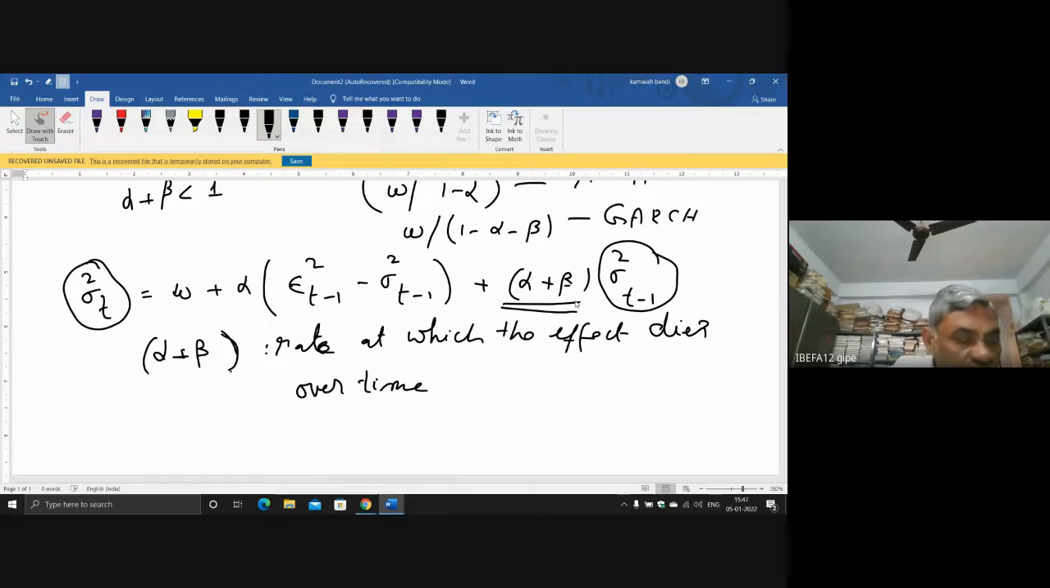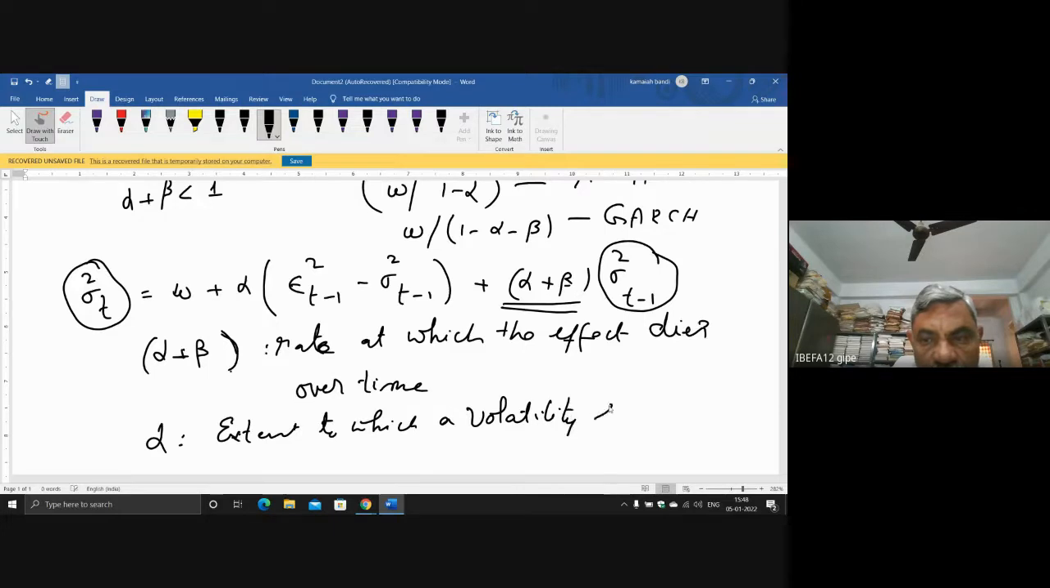Whereas alpha measures the extent to which a volatility shock today feeds through to the next period volatility.